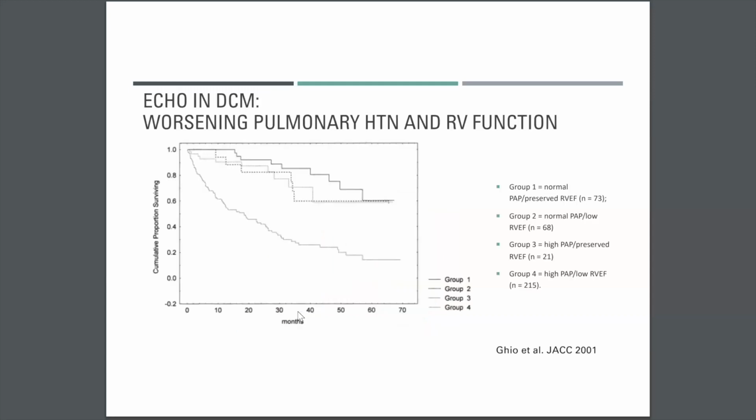And certainly there are implications in patients who have dilated cardiomyopathy and have worsening RV function. This is a study looking at, again, patients with heart failure stratified based on their RV function and their PA pressure. We can see that those in group 4 with high PA pressure and low RV systolic function did worse in terms of their survival compared to patients who had normal PA pressures and normal RV function. Again, this is probably a marker of end-stage left-sided failure causing a poor survival.